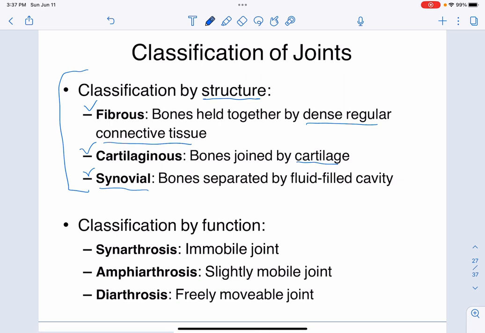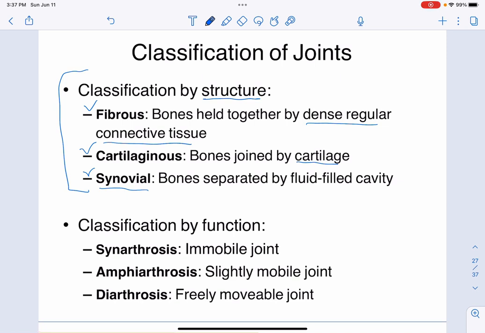These are actually the most complex joints. You're going to see these type of joints in the most movable joints that we have in our body. And these are bones that are separated by a fluid-filled cavity. So there's going to be a synovial membrane, there's going to be synovial fluid, and again, I'll show you all that in a moment. And then secondly, we can classify joints by their function.